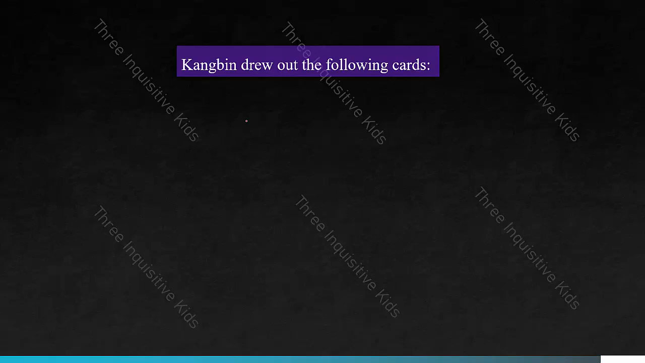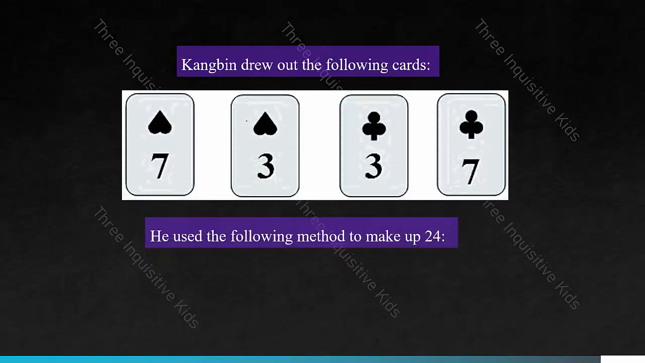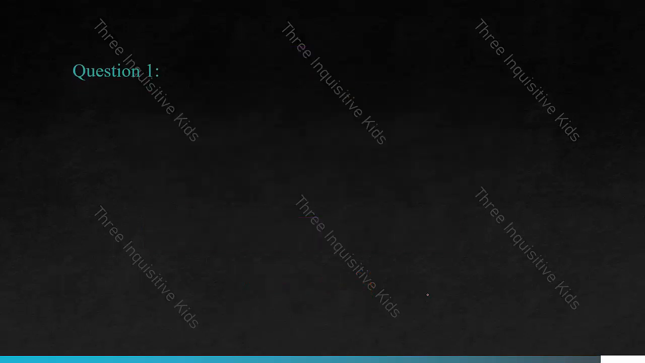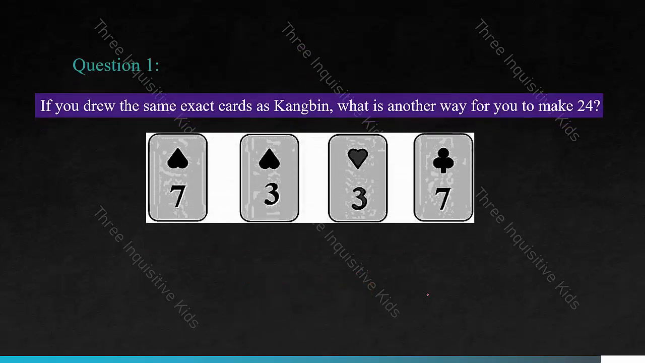So Kanbin drew out the following cards, and he used this method to make up 24 as a result. If you drew the exact same cards as Kanbin, what is another way for you to make 24? If you want to, you can pause the video and think about this for a moment. One way you can make 24 is 7 times 3 divided by 7 minus -3. You can play around with the operations and the signs yourself.